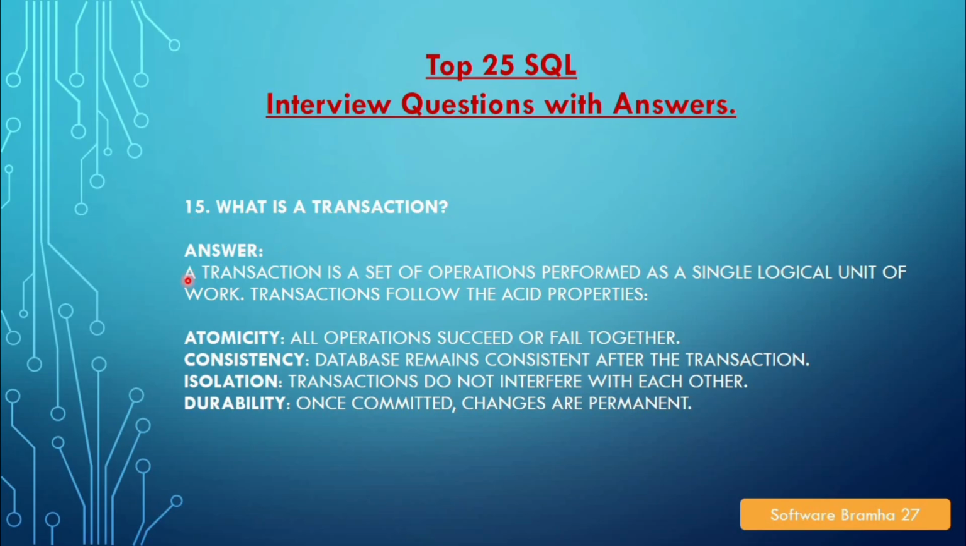Next question. What is a transaction? A transaction is a set of operations performed as a single logical unit of work. Transactions follow the ACID properties. The ACID properties are atomicity, that is, all operations succeed or fail together. Consistency, that is, the database remains consistent after the transaction. Isolation, that is, transactions do not interfere with each other. Durability, once the transaction is committed, changes are permanent.